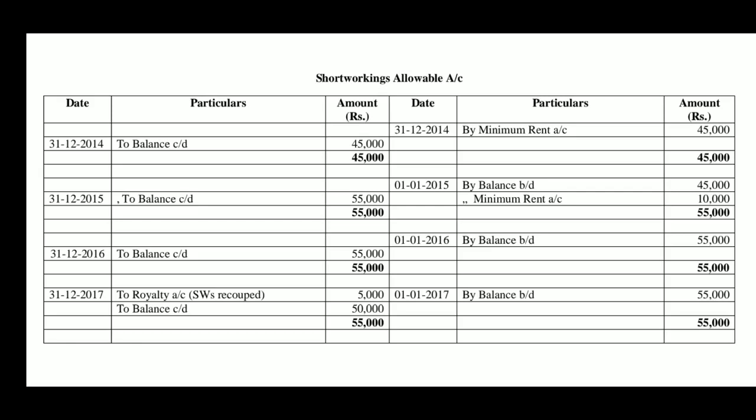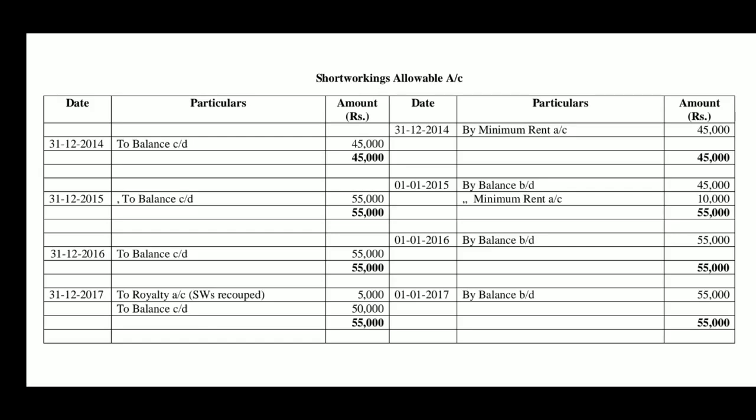So, this process of carrying forward continues till the expiry of right of recoupment. Here right of recoupment expires at the end of fifth year. Therefore, from third year 55,000 has been carried forward to fourth year. So, 1/1/2017 by balance brought down 55,000. In the fourth year, short workings was recouped. The lessor has allowed the lessee to recoup the short workings to the extent of surplus royalty of 5,000. So, short workings allowable account debtor to royalty account 5,000. Then out of 55,000, 5,000 could be recouped. Balance is 50,000 which is carried forward to fifth year to balance carried down.